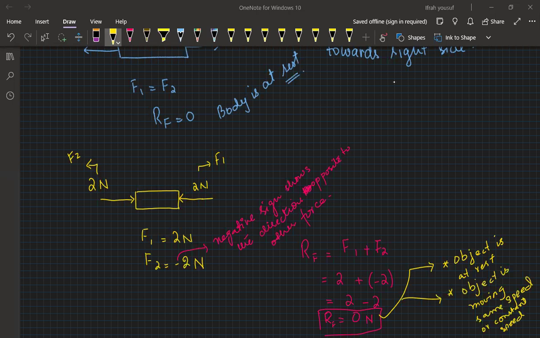That means the object is not speeding up or slowing down. It is not changing its speed. It is not accelerating, and it is not decelerating, right? So 0 Newton is acting. That means that the object must be at rest, or if it is moving, then it must be moving with the same speed or constant speed, right?